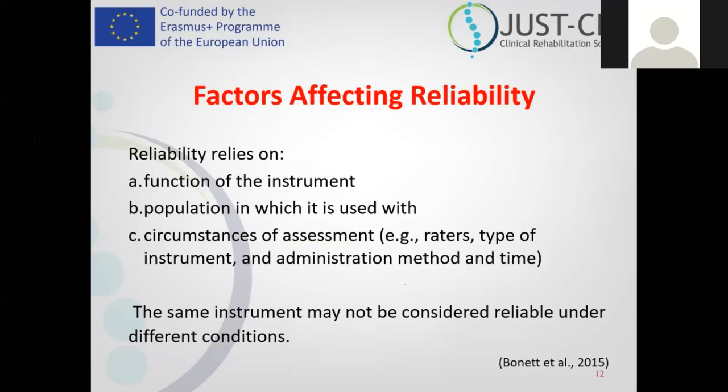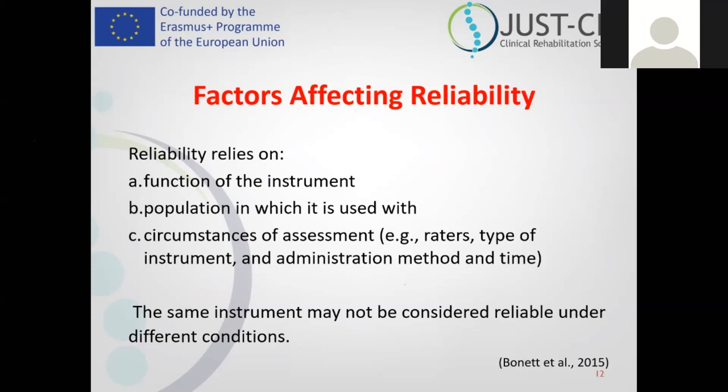But if I choose to use the same instrument to evaluate the same health outcome among individuals with Alzheimer's disease, because the population is different, and the disease itself has a different prognosis and pathology, the instrument that was proven to be reliable among individuals with stroke is not necessarily reliable when the population changes, in this case to individuals with Alzheimer's disease. So if we change the population or any of these factors, we have to reassess reliability for the outcome measure.